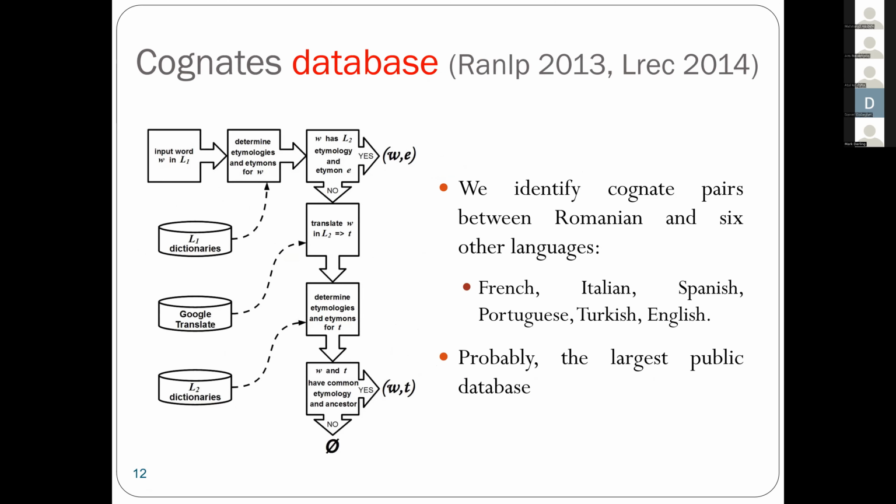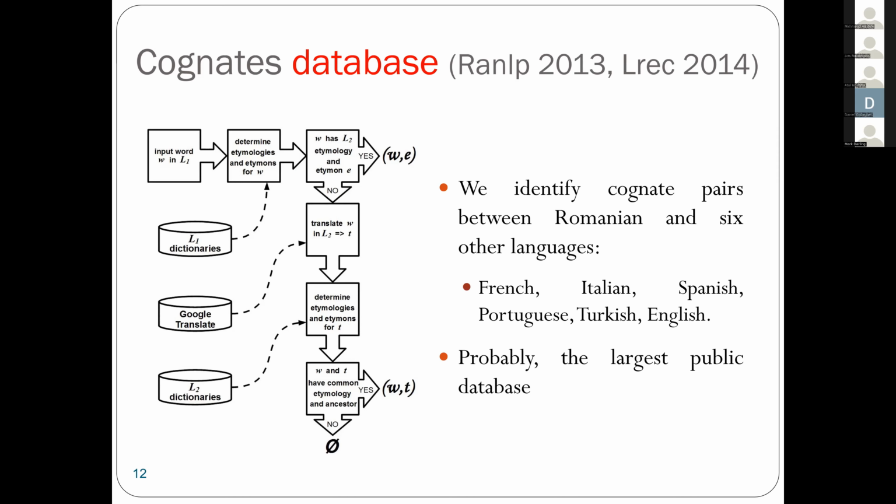cognates between Romanian and all the other Romance languages. For this, we use the electronic dictionary, and via this electronic dictionary and via our approach, we said, okay, probably we obtain almost all the cognate pairs between Romanian, like one language, and all the other languages. And actually, we are almost ready to finish the same work for all the other languages.